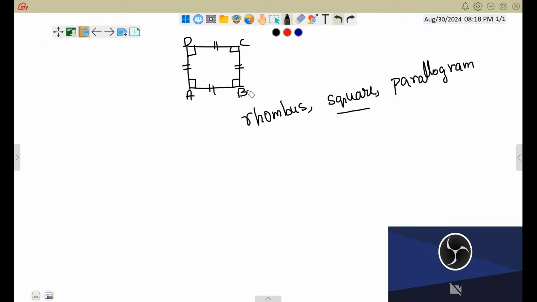See, in the square, all the four sides are equal, all the four angles are right angles, and the diagonals are equal.